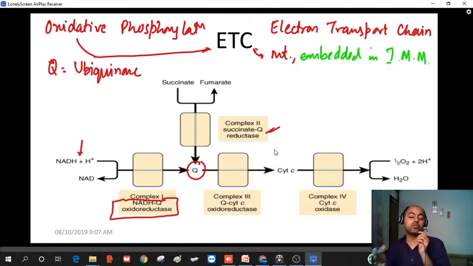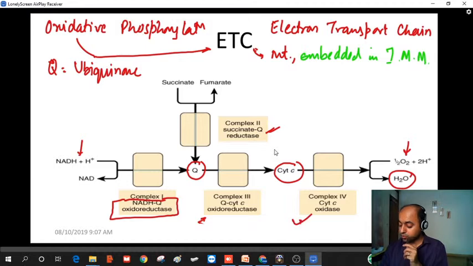The Q will pass on the reducing equivalent to complex 3. In the process, it will get oxidized and the cytochrome C is reduced. So the next name is Q cytochrome C oxidoreductase. Ultimately, cytochrome C will pass on the reducing equivalent to oxygen, resulting in formation of water, and the cytochrome C will get oxidized. The name of the enzyme is cytochrome C oxidase. The most frequently asked question is about complex 4, which inhibitors are acting on complex 4. So you must remember, complex 4 is also known as the cytochrome C oxidase.